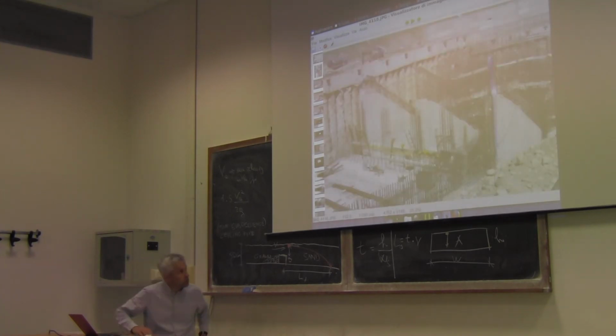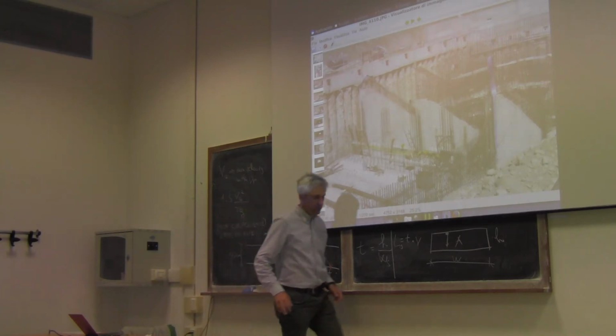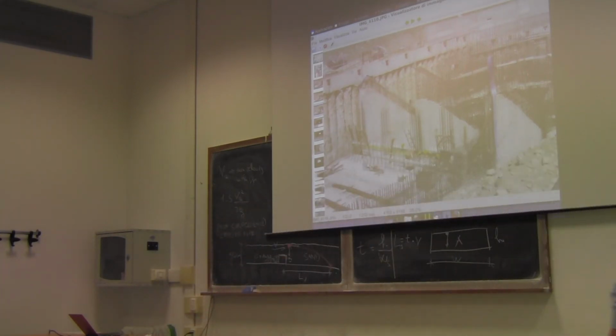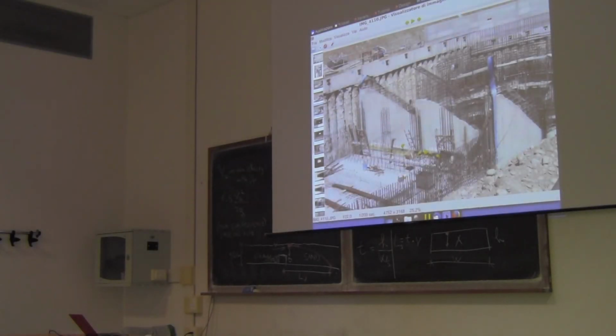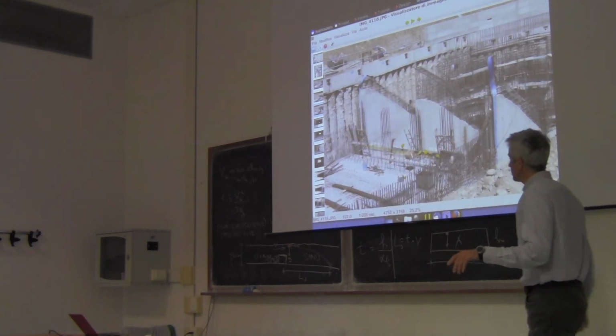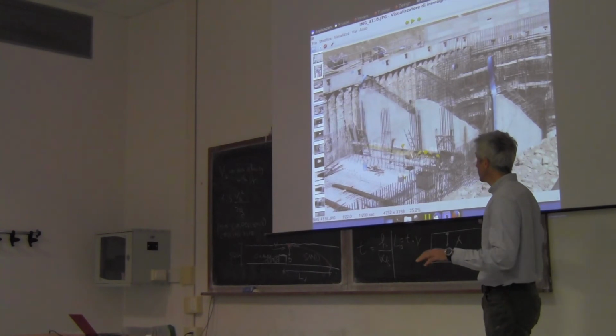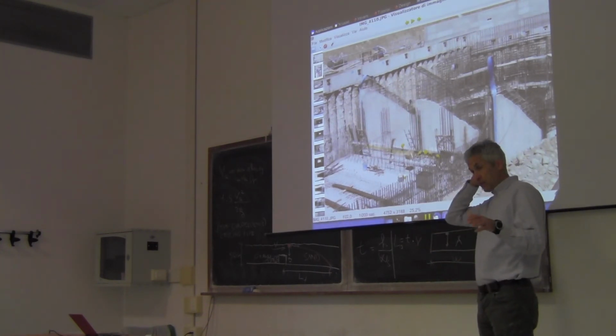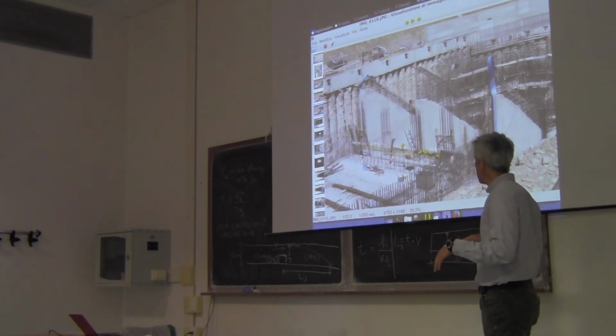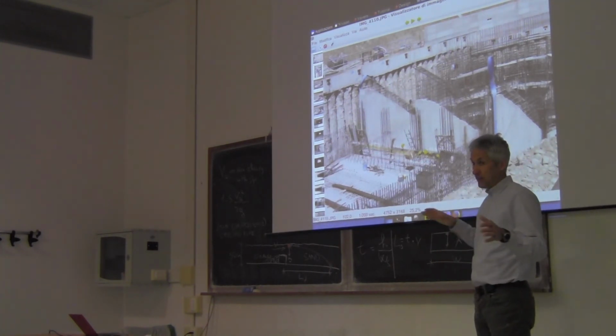I would like to show you some pictures related to some plants. This is a plant that has been recently built close by. It's built on the Secchia River, and here what they did is a diversion of the river to convey a huge amount of flow to two turbines.